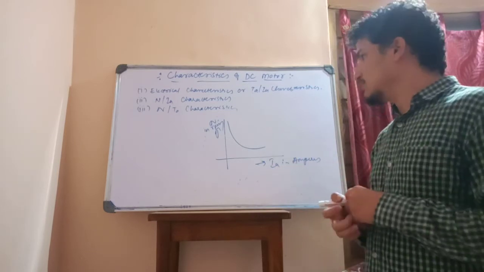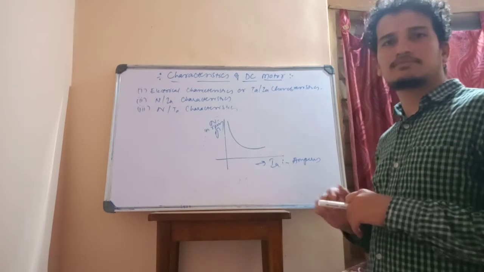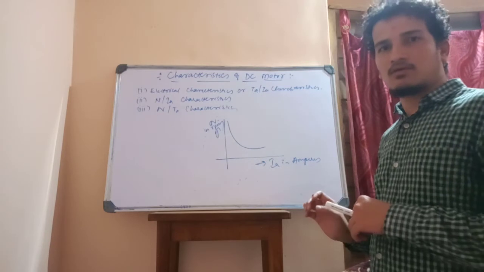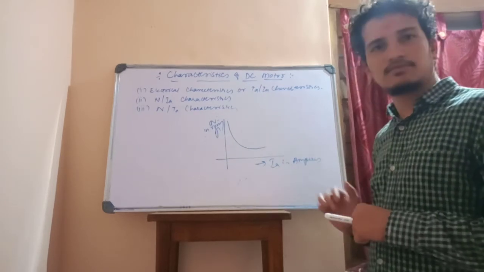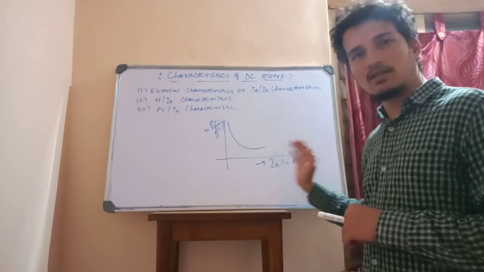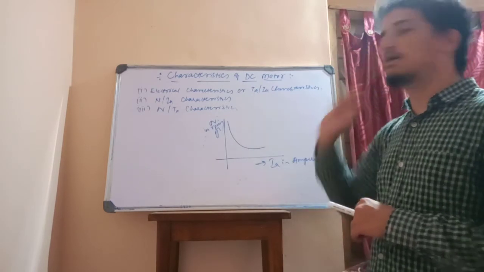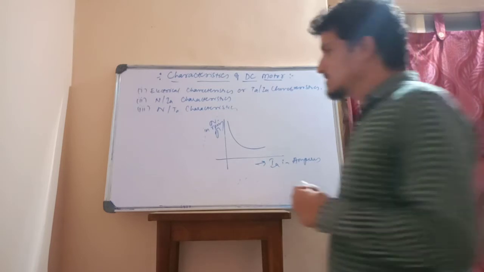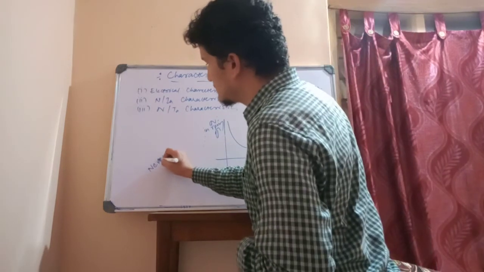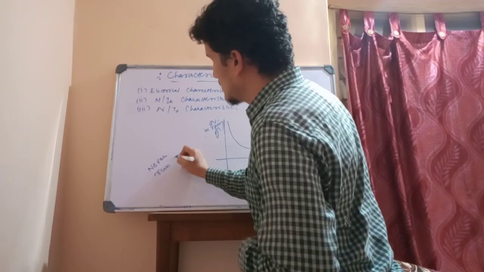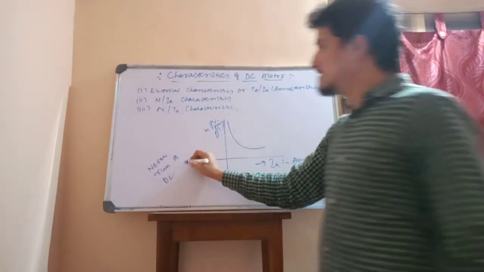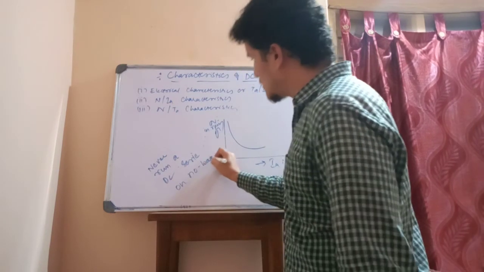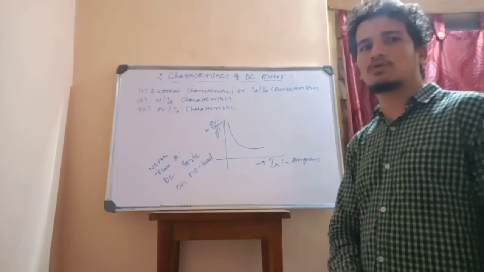Inverse characteristic. If you increase the current, speed will drastically drop. If you decrease the current or the load, speed will drastically increase. So from this characteristic you can learn that you should never run a DC series motor on no load. You should connect a load to the DC series motor.